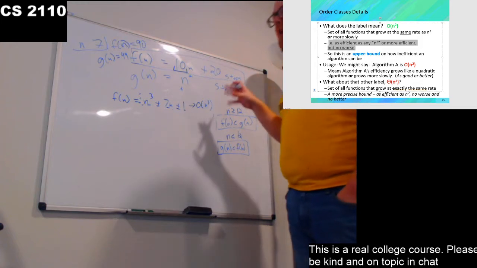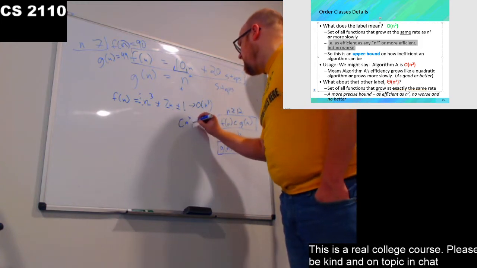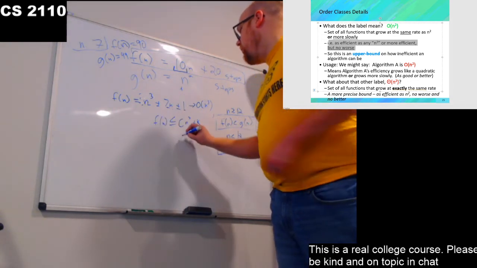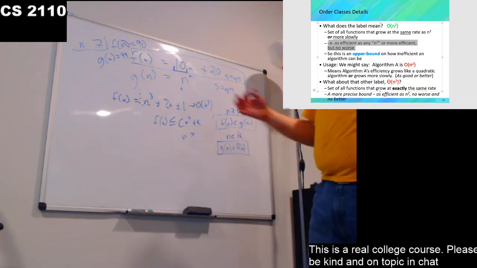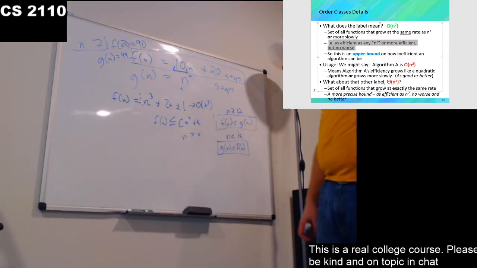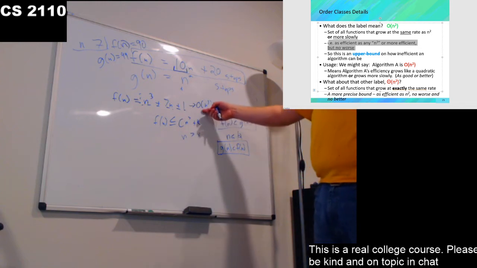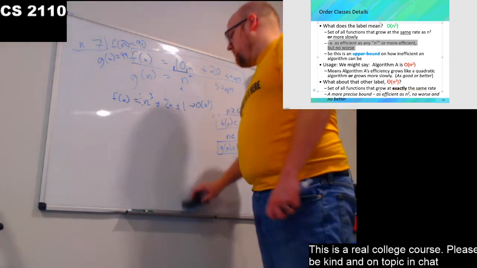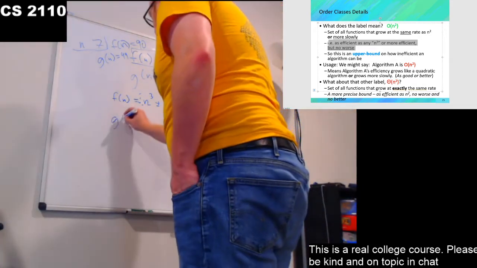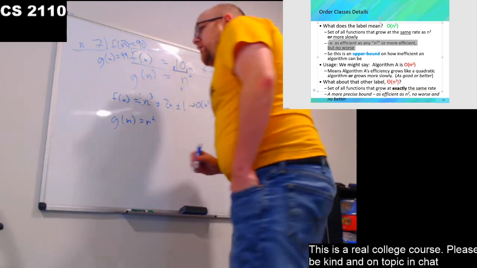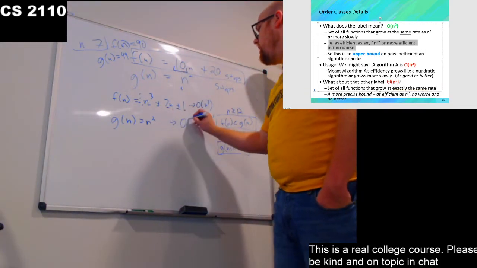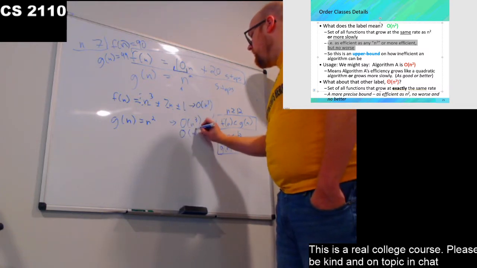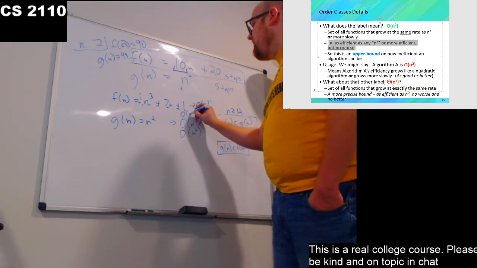So there is some function, c times n cubed plus k, that is greater than or equal to f of n for n greater than some number x. That's what O of n cubed means. By that definition, however, g of n, which is just n squared, is also O of n cubed. It's also O of n squared. It's also O of n to the fourth.